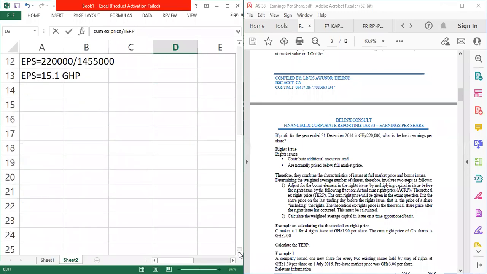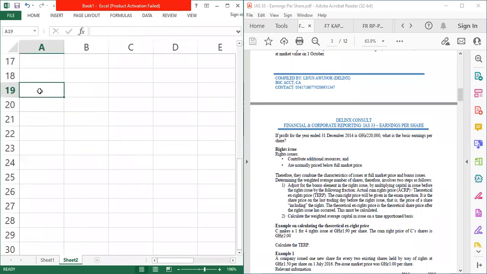Let me demonstrate something simple here. Let's assume that the right issue was 144, and our shares that we have in issue is 200,000 at a price of 5 cedi. So what will be the right issue shares? What will be the shares for the right issue? 50,000. It will be 50,000.